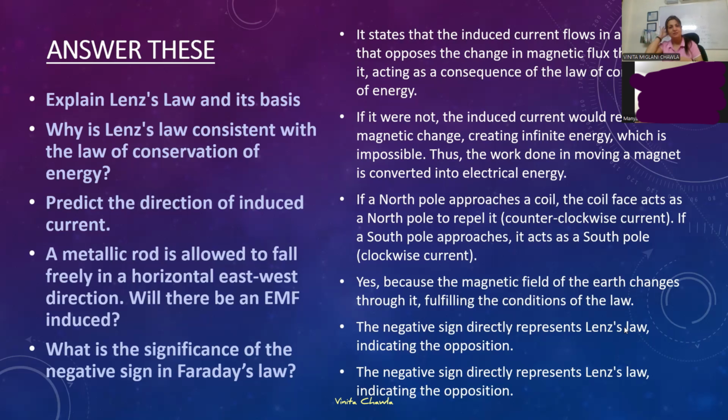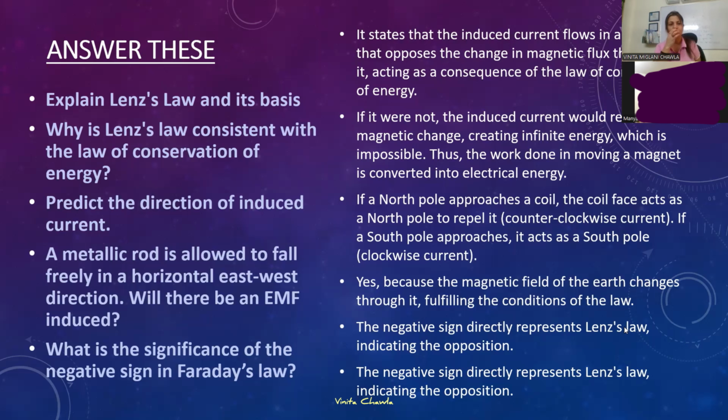If the south pole is receding, then this face of the coil becomes north to attract it. And if the north pole is receding, then this face of the coil becomes south to attract it. But what if they are approaching? What if north is approaching? Then this becomes north to repel it. What if south is approaching? This becomes south to repel it. Basically, if it is approaching, it is going to repel it. And if it is receding, the coil is going to attract it. It is resisting the change actually.